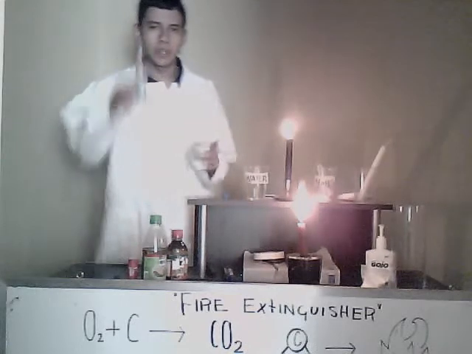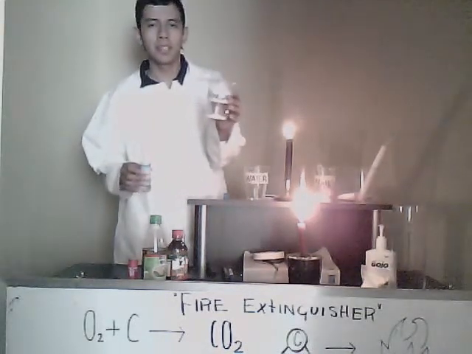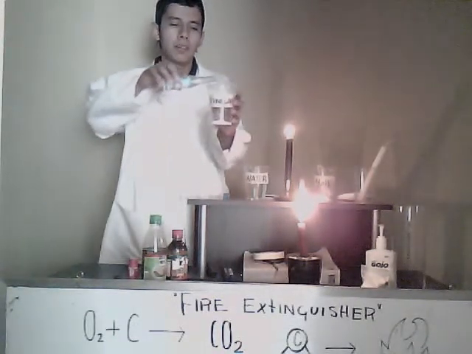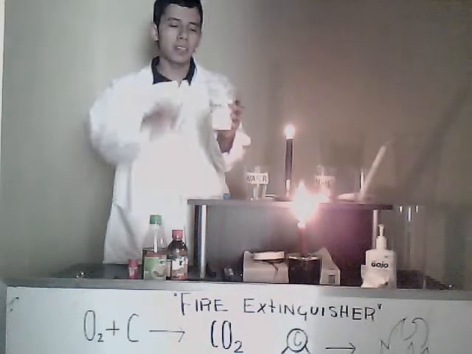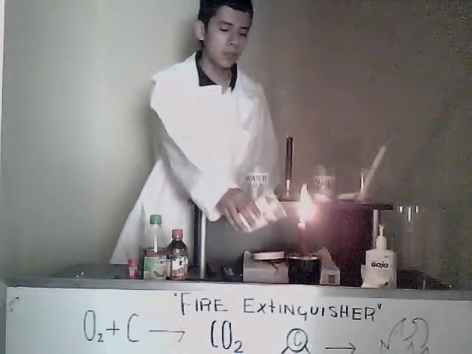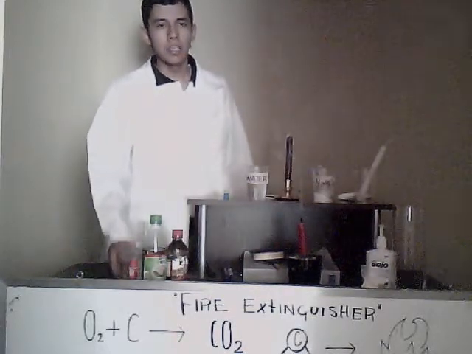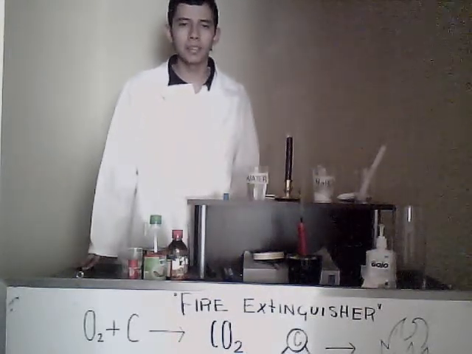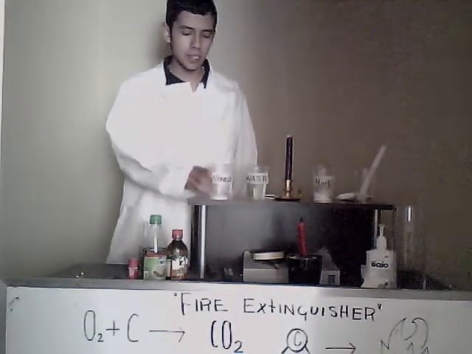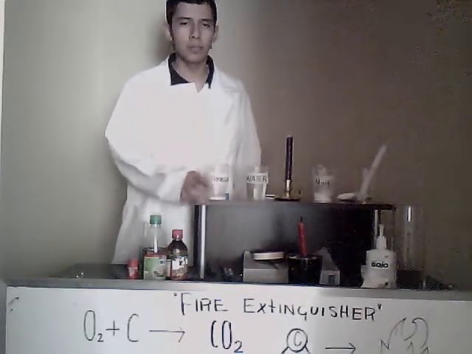Here we have the vinegar as the acid, and here we have the baking soda as the base. If we add the vinegar to the baking soda, we will see the reaction, right? And then if we put it next to the candle, you will see that the candle will go off. That happens because the vinegar, as an acid, when it reacts against the baking soda, makes carbon dioxide.